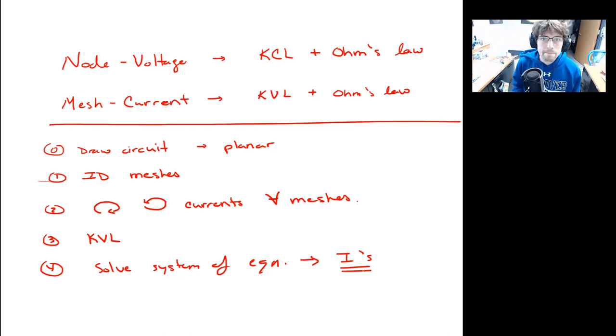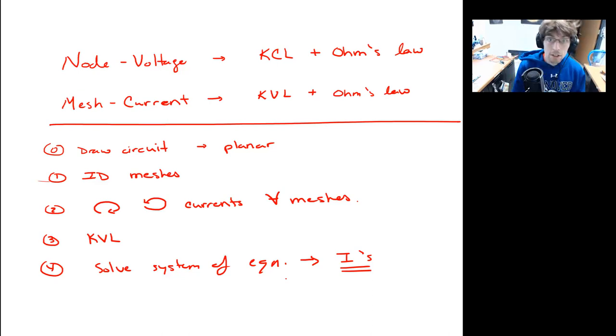Now, the last step would be if there is a branch that is shared between two adjacent meshes, how we find the resulting current in that branch is that we will take the difference of the two mesh currents that we find. I'll say that again. If there is a branch shared by two adjacent meshes, we find the current in that branch by taking the difference of the two mesh currents.